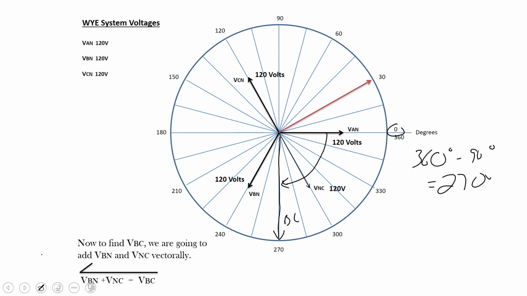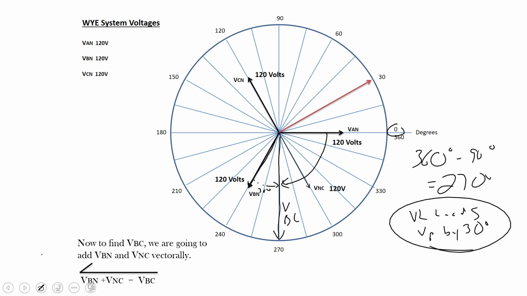All right, so while we're here, what was that rule number 3 for Y? It was that V line leads V phase by 30 degrees. So here's V phase, VBN. If I add 30 degrees, that's where I plot voltage BC. So the rule still applies. The line voltage leads phase voltage by 30 degrees.